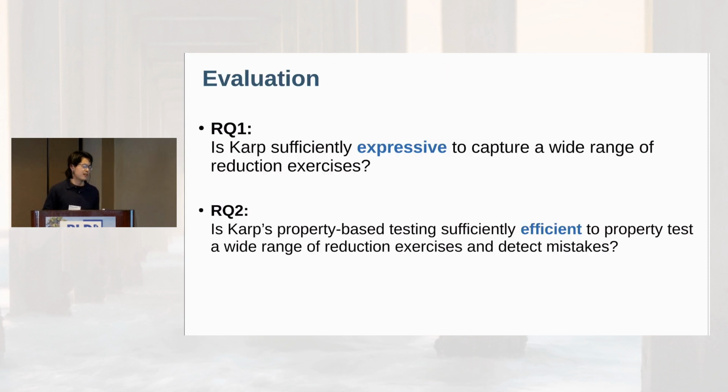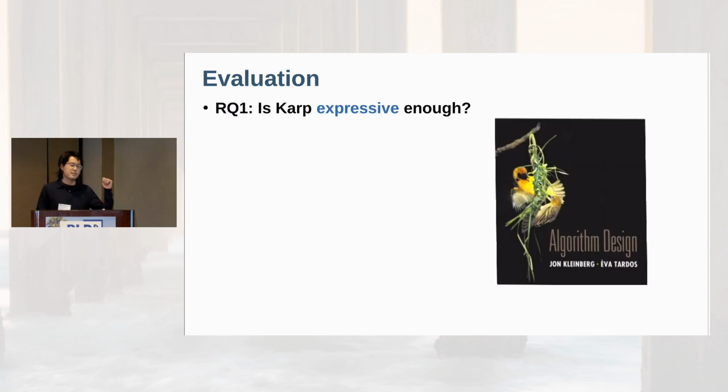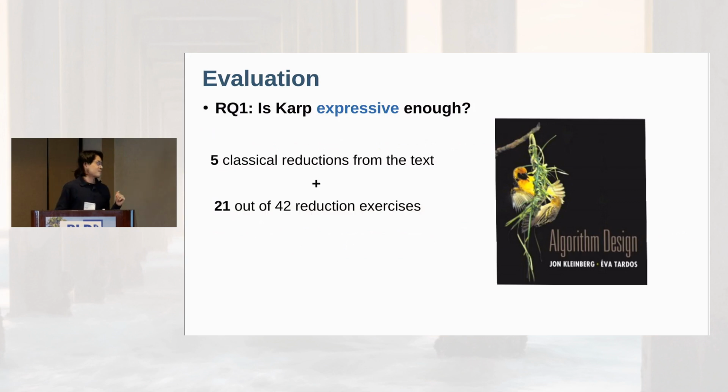Now let me switch gears and tell you more about Karp in practice. We asked two research questions to evaluate the expressiveness and the efficiency of Karp. The first question asks, is Karp expressive enough to capture a wide range of reduction exercises? And the second question asks, is Karp's randomized testing sufficiently efficient to properly test a wide range of reduction exercises and detect mistakes? For the expressiveness evaluation, we took examples from the widely used classical textbook by Kleinberg and Tardos at Cornell. We successfully formulated 26 reductions from this book.